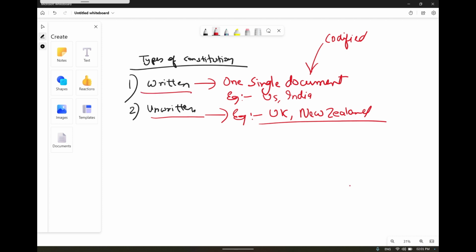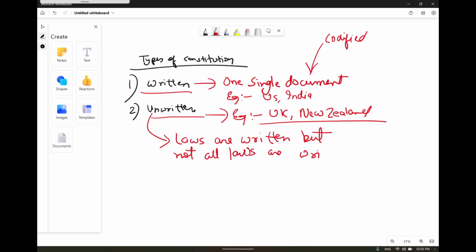So unwritten constitution doesn't mean that it is not written anywhere. Laws are written, but not all laws are written. But in the written constitution, all laws are written in a single document. So unwritten constitution doesn't mean that laws are not written. Laws are written, but not all laws are written.